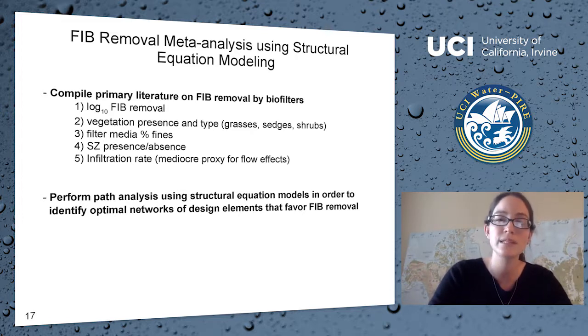But regarding the primary literature, the meta-analysis, some of the key pieces of information that we want to make sure we have are things like log 10 fecal indicator bacteria removal values, vegetation presence and type, things like grasses, sedges, shrubs at a very simple level, filter media percent fines, submerged zone presence or absence, and infiltration rate, which I'm using as a mediocre proxy for flow effects, because we don't often have information about the hydraulic residence time in these systems, and so sometimes the best we can do is infiltration rate.